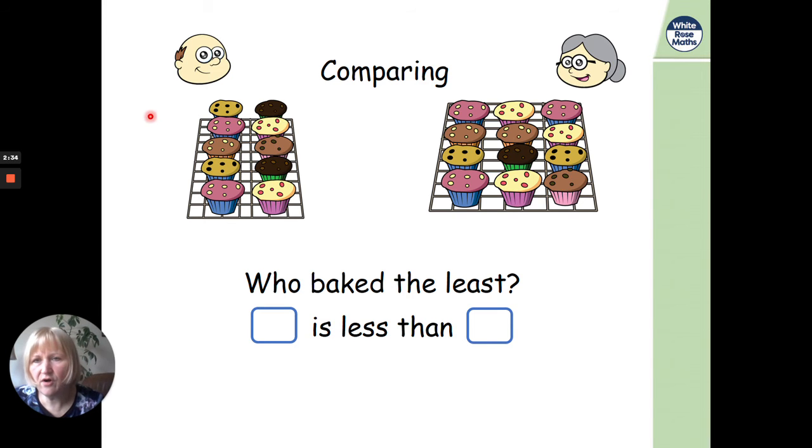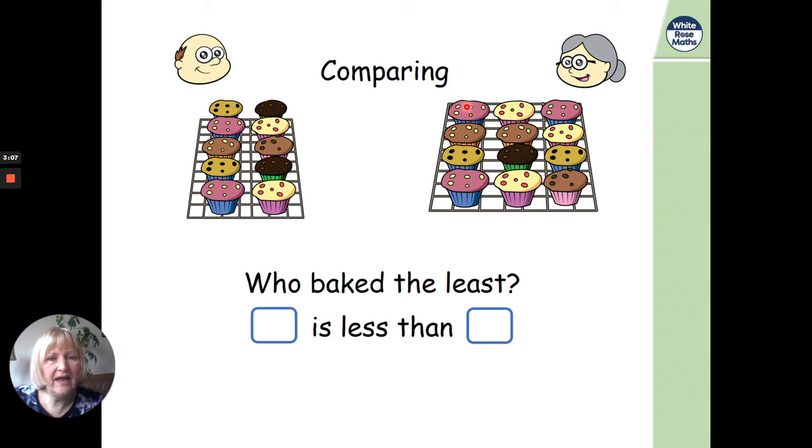Okay, now we've got Grandad and we've got Nanny over here and they've both been baking. So we're going to compare how many cakes or buns they've baked. And the question is, who baked the least? Who baked the fewest buns? We've got to count them. Should we try counting in 2s? 2, 4, 6, 8, 10.